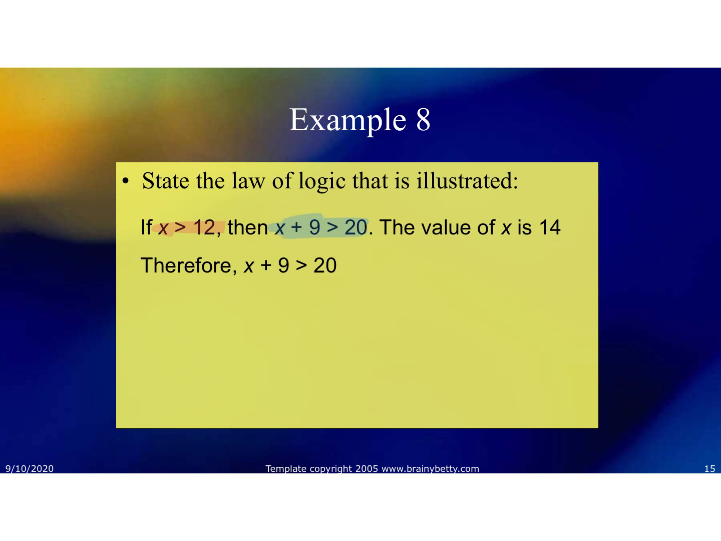So then this is saying that if x is 14, so they're telling me what my x is. Therefore, that x plus 9 is greater than 20 would be true. So this would be law of detachment.